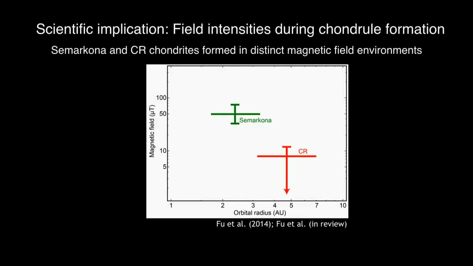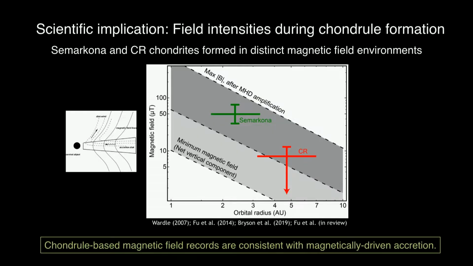So Semarkona is the first meteorite I showed. It is an ordinary chondrite, probably coming from closer in the solar system. CR chondrites are coming from farther out. And we have these lower intensities in the CR chondrules. That's, broadly speaking, consistent with models of how the magnetic field is expected to vary in a solar nebula, but keep in mind this is just a model and quite simplified.